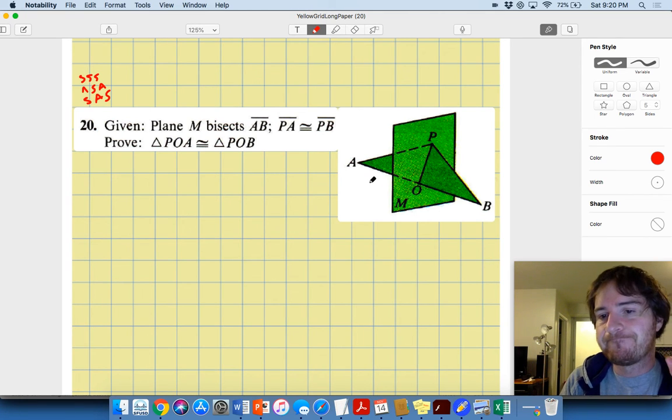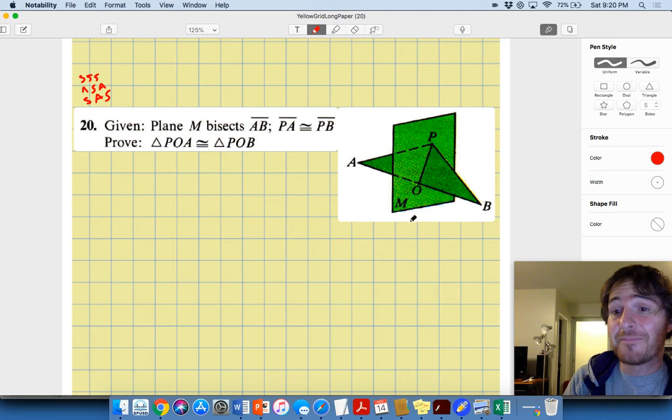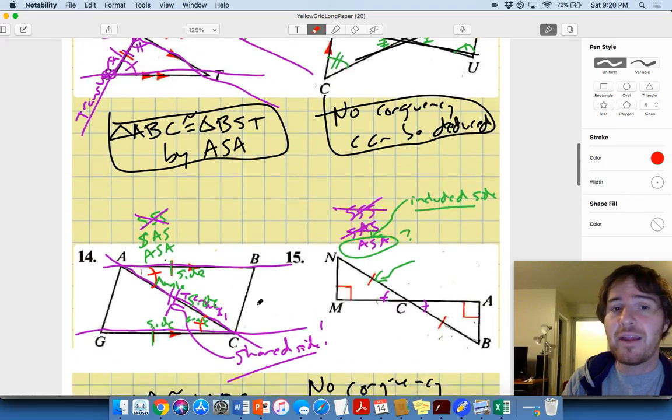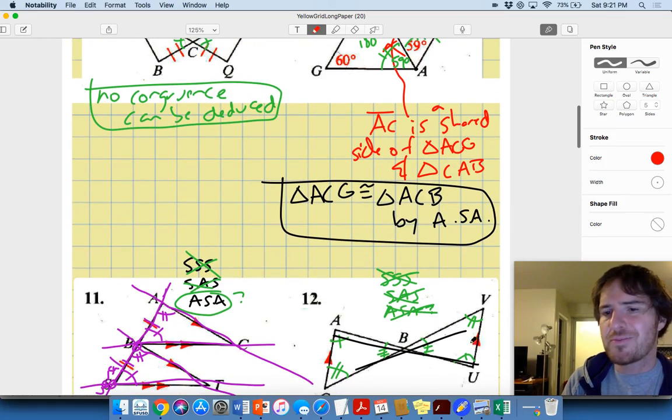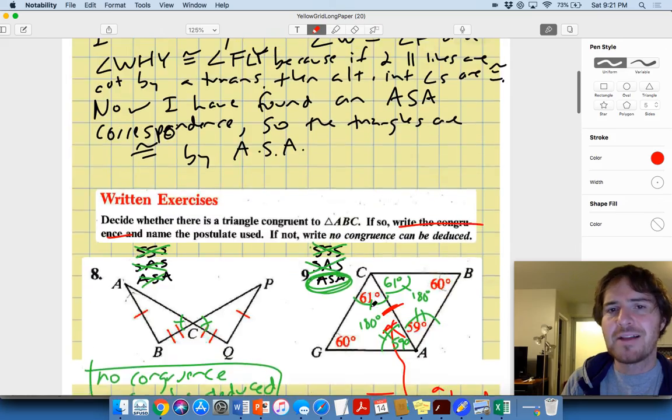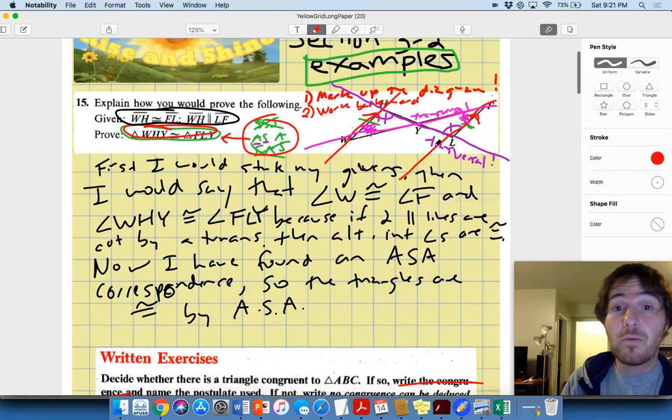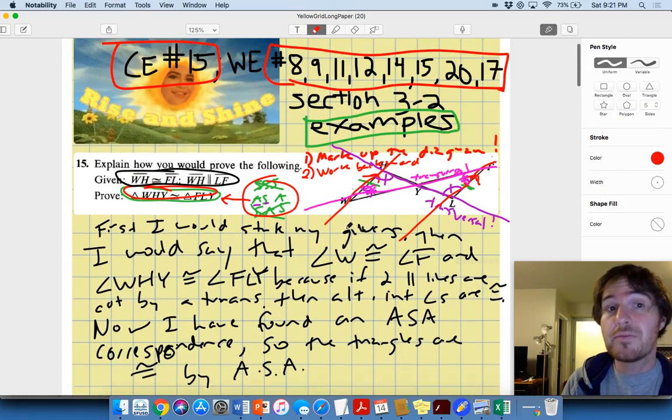We got plane M. This is plane M right here. One thing I haven't really said yet is that my diagram here is in green. Earlier diagrams were in color. We saw some red for marking parallel line stuff, but they were black and white. Even this one here, which was kind of a proof, was in black and white.